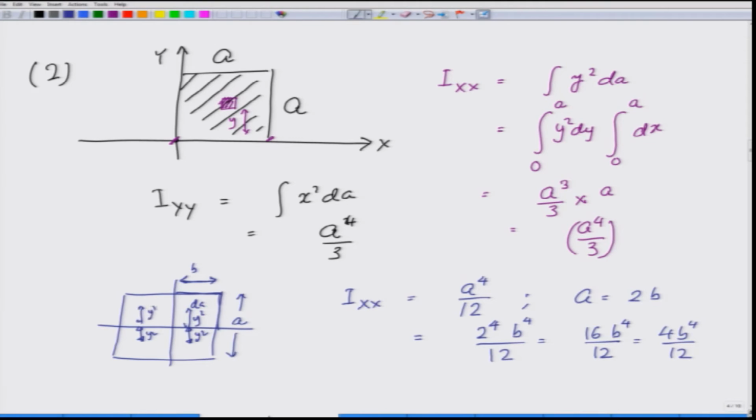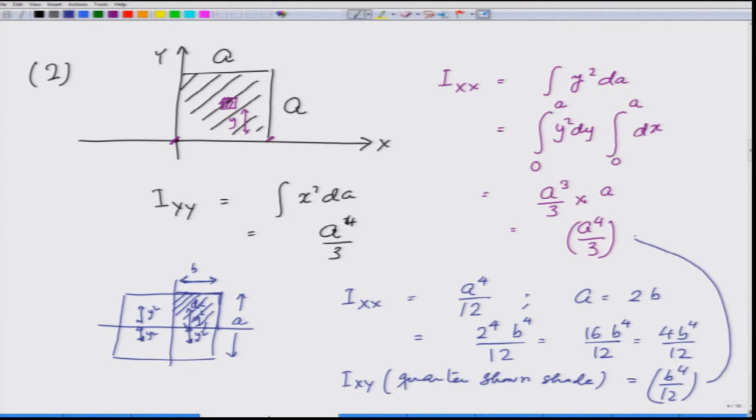So, all these 4 areas contribute equally to Ixx, and this implies if I were to calculate Ixx only for this, it will be 1/4 of whatever I have calculated. So, Ixx for the quarter shown shaded, the answer will be b raised to 4 over 12, and that is exactly, oh I am sorry, this is 3 out here, b raised to 4 over 3, which is the same as the earlier answer.